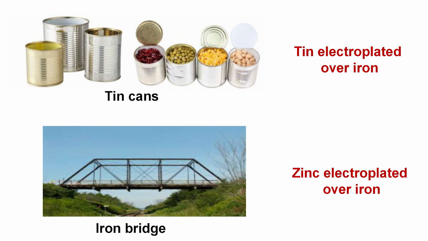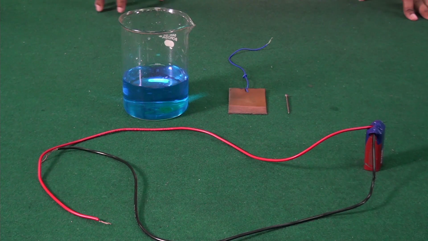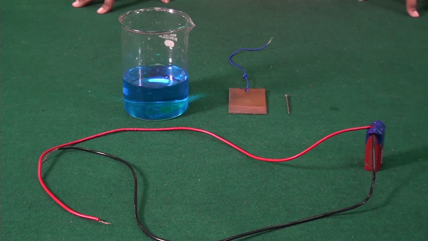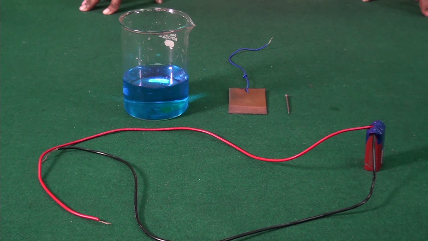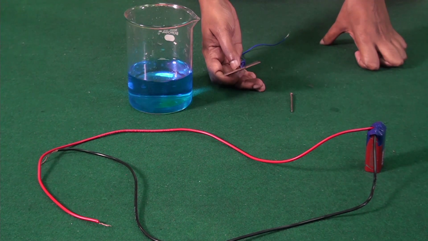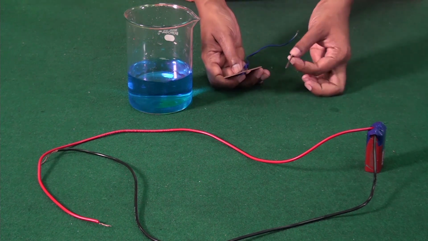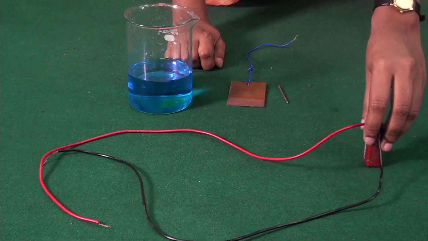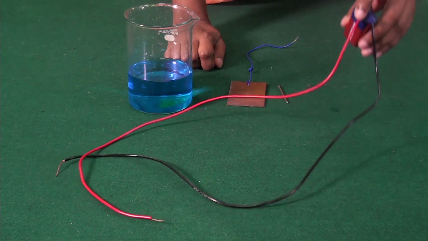Also, iron is used in bridges and automobiles, but iron gets corroded easily. So in order to protect iron, zinc is electroplated over it. In this forthcoming activity, we will be performing a simple electroplating experiment. The materials required for this are two copper plates or one copper plate and one iron nail, copper sulfate solution, a battery, connecting wires, and a beaker.